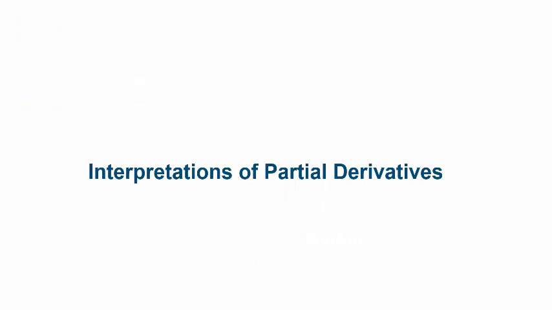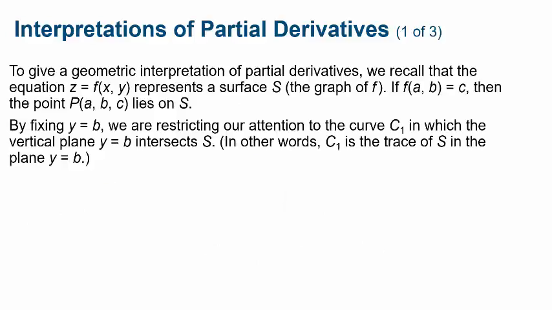All right, so how do we interpret these partial derivatives? What does it mean? To give a geometric interpretation of partial derivatives, we recall that the equation z is equal to f of x, y represents a surface S, so basically the graph of this function. If f of a comma b is equal to c, then the point a, b, c lies on this surface. So now, here's what we're going to do.